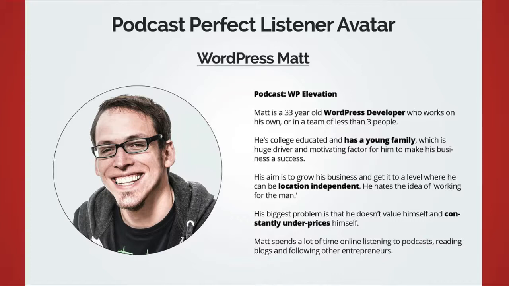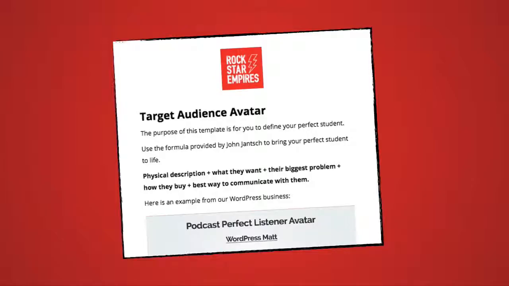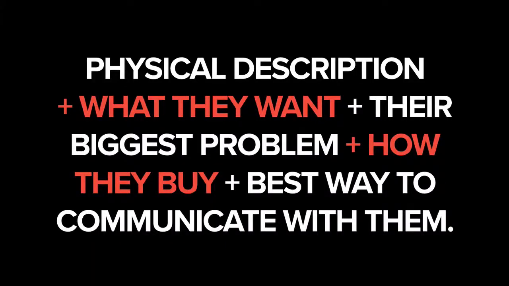Next, we have how Matt buys online and how Matt can be communicated with. Matt spends a lot of time listening to podcasts, reading blogs, and following other entrepreneurs. So then we really know how to reach Matt. To help you out, we gave you a download so that you can follow these steps to create your own perfect student avatar based on your target audience. To take a look at that formula again, we have physical description, plus what they want, plus their biggest problem, plus how they buy, plus the best way to communicate with them. All brought to us by that John Jantz formula and Duct Tape Marketing.